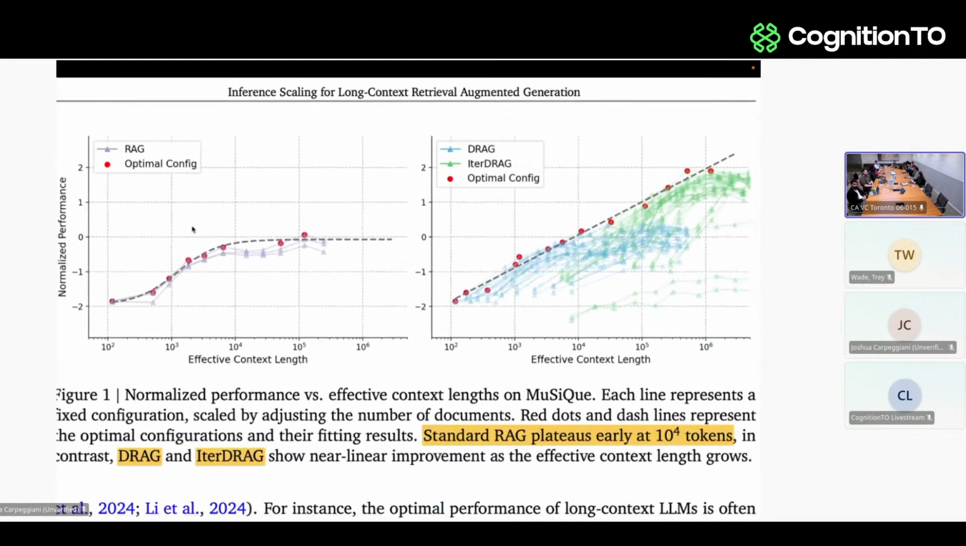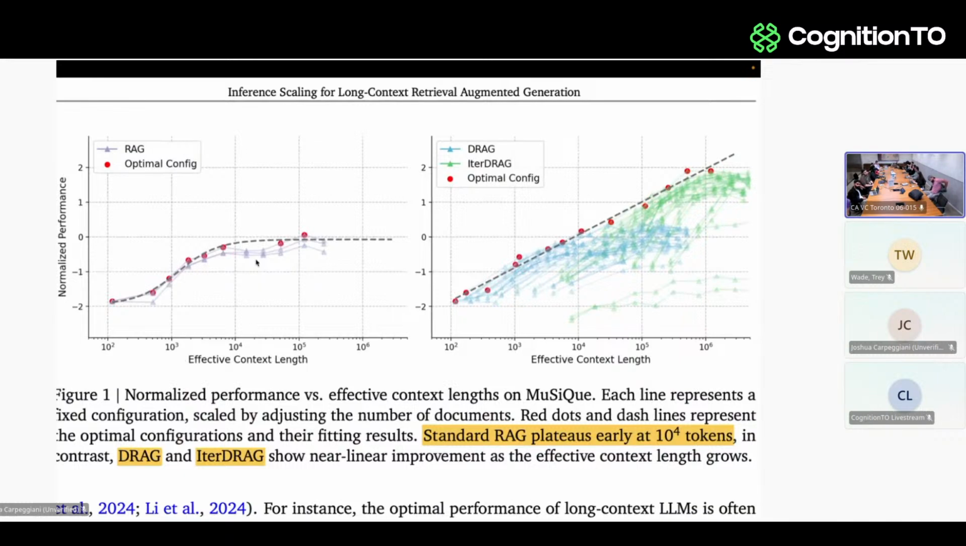So what we can see on the left here, as you increase the effective context length from 10 to the 3 to 10 to the 4, the performance doesn't actually increase very much. And this is essentially because we're just adding more irrelevant documents to the context, and the model isn't really able to generate more correct answers.